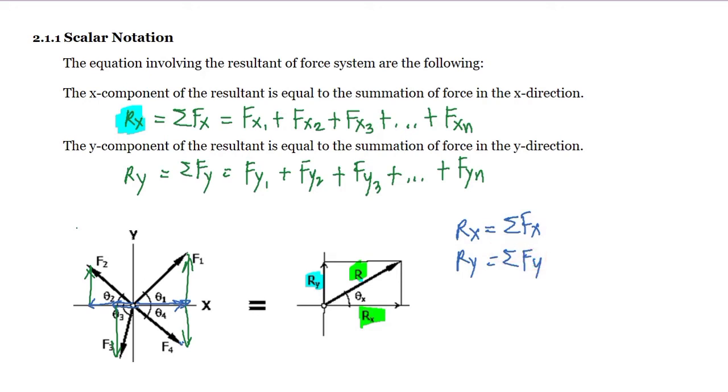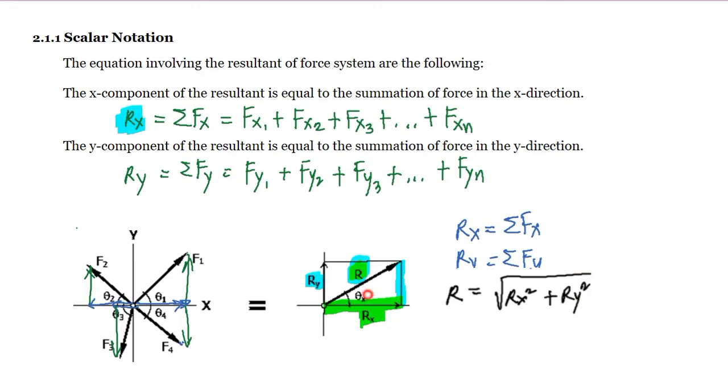Now, if we are going to compute for the magnitude of the resultant R, what we are just going to do is to take the Pythagorean Theorem, since in here we will just be having a triangle. This x component is the Rx, and this y component is the Ry, and the R here is the hypotenuse of the triangle. Now, the resultant R is equal to the square root of Rx squared plus Ry squared.